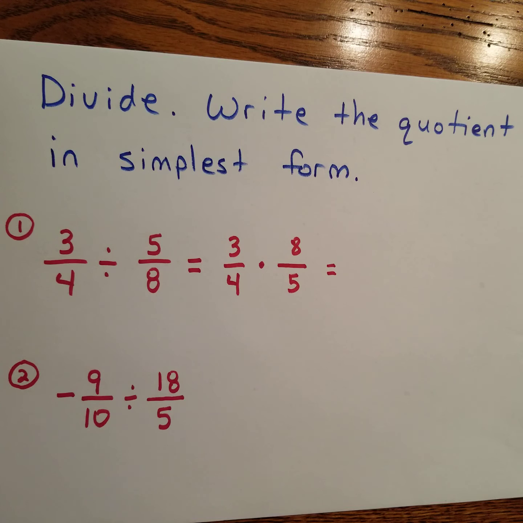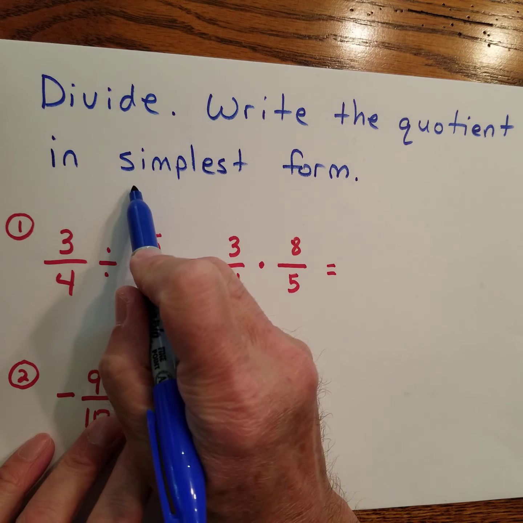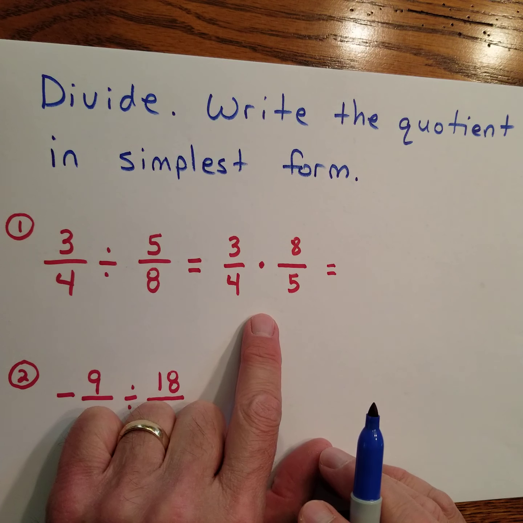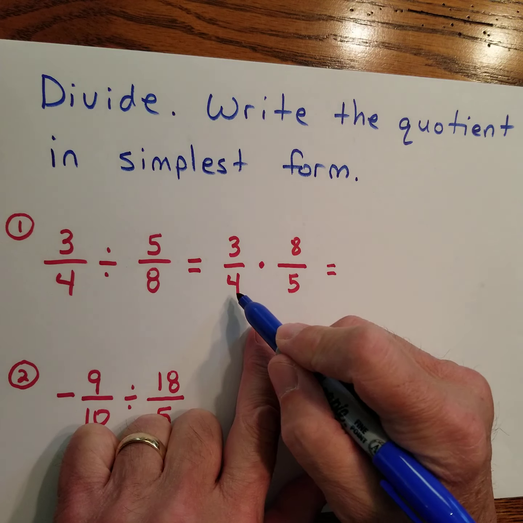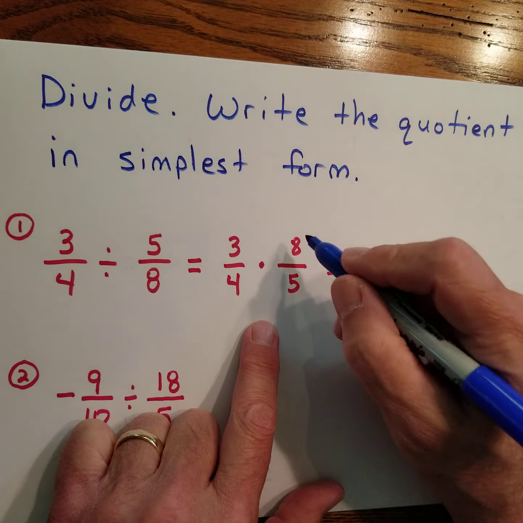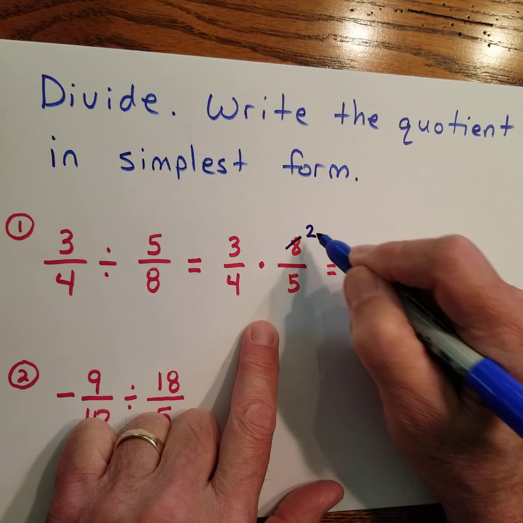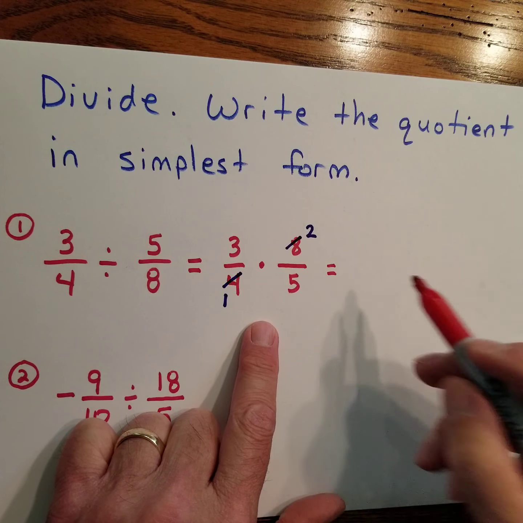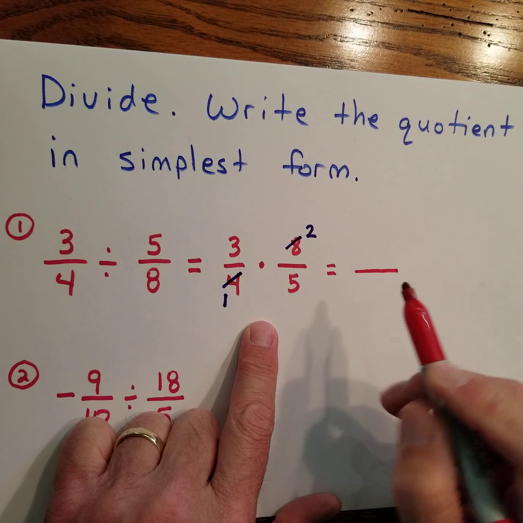I'm going to multiply tops and bottoms, but I also have to reduce. Let's reduce first. What are some nice numbers to reduce? Look at the 4 and the 8. Those are both divisible by 4. 8 divided by 4, 4 divided by 4. Good. Now we'll multiply tops and bottoms.